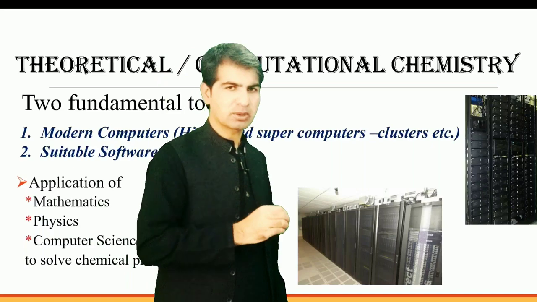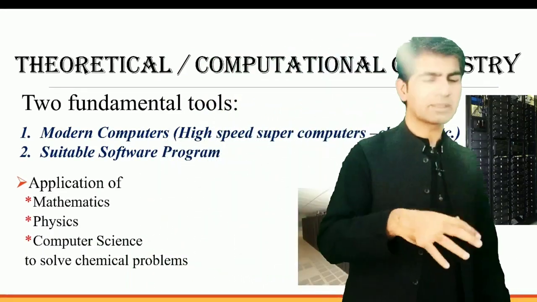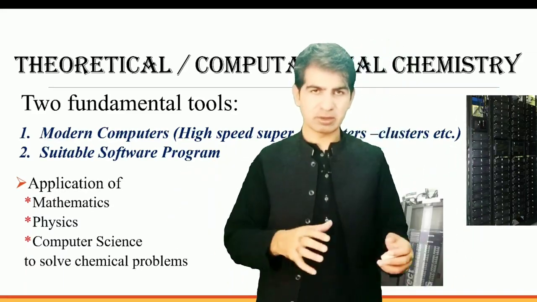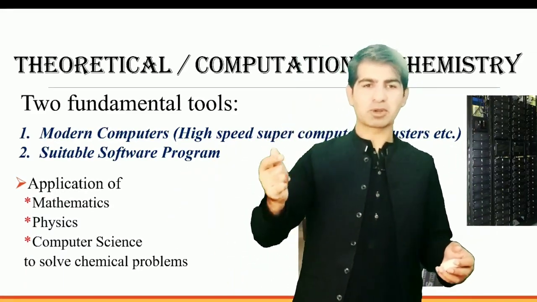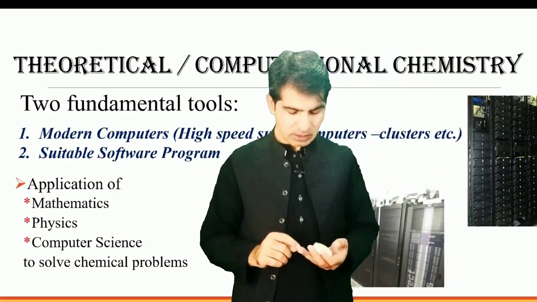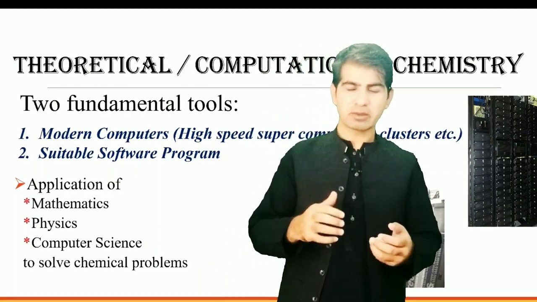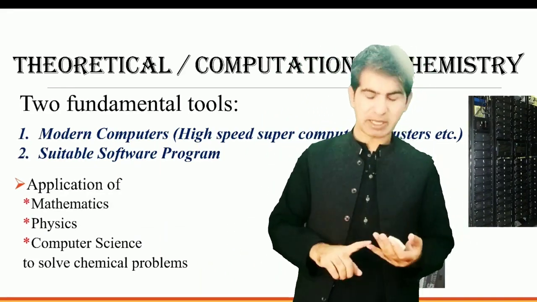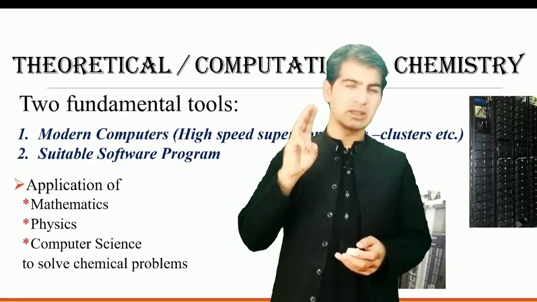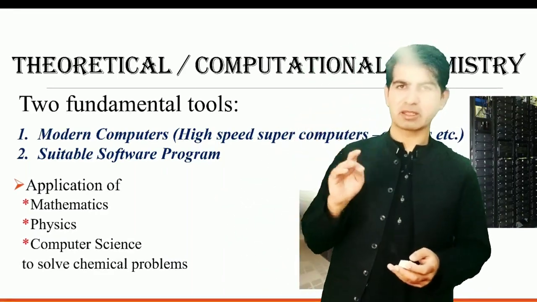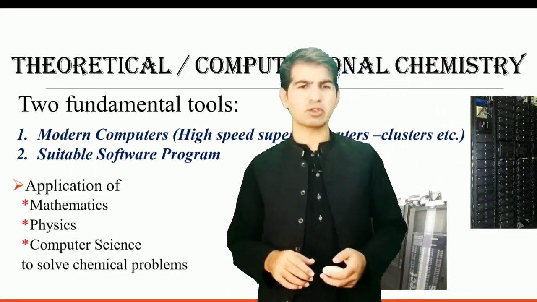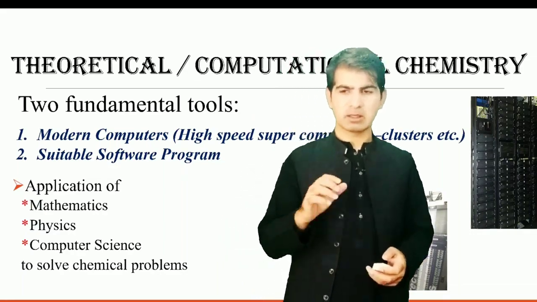And a suitable software program is needed. There are a lot of softwares nowadays, but these are the two fundamentals. If you have a very good computer and very good software, you can do very good computational chemistry, or very good theoretical chemistry. Keep in mind, computational and theoretical chemistry is actually the application of mathematics, physics and computer science. These three fields are used to solve chemical problems.